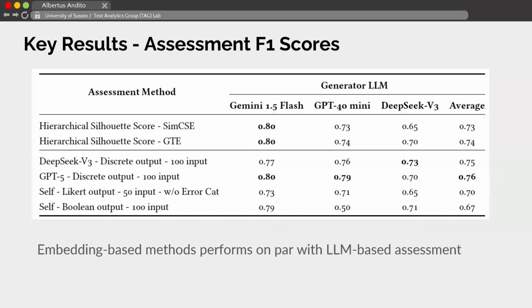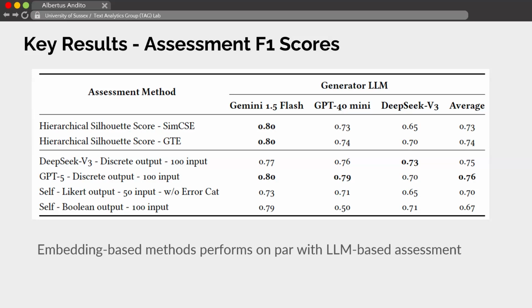So there's a lot of results, but I'm just going to show you some of the important ones. These are the F1 scores of the assessment module, so detecting whether the XPaths are correct or incorrect. The LLMs at the top there, Gemini 1.1 Flash, GPT-4 Mini, DeepSeek V3 are the ones that were used to generate the initial configuration.